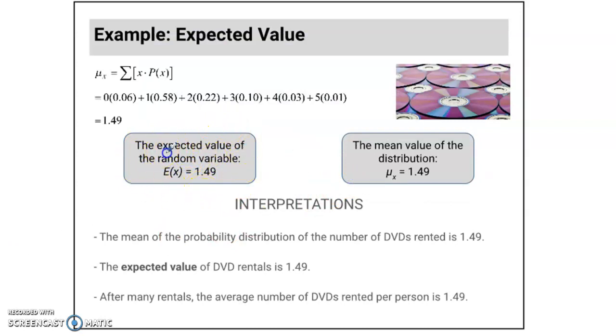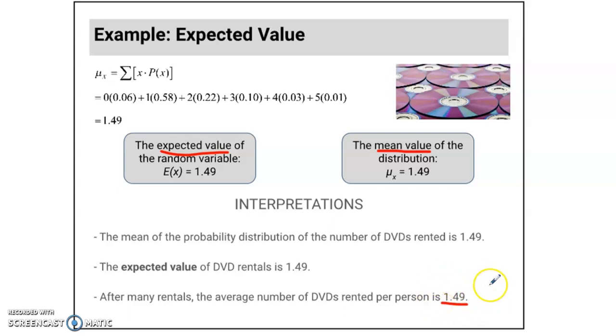Notice that the expected value is exactly the same as the mean value. That's what happens with a probability distribution. The mean value is also known as, AKA, the expected value. Here's the interpretation. That means after many rentals, the average number of DVDs rented per person is 1.49. You might say to yourself, well, that doesn't make any sense. You can't possibly walk away from the machine with 1.49 DVDs unless the last person that watched the DVD was a little rude.